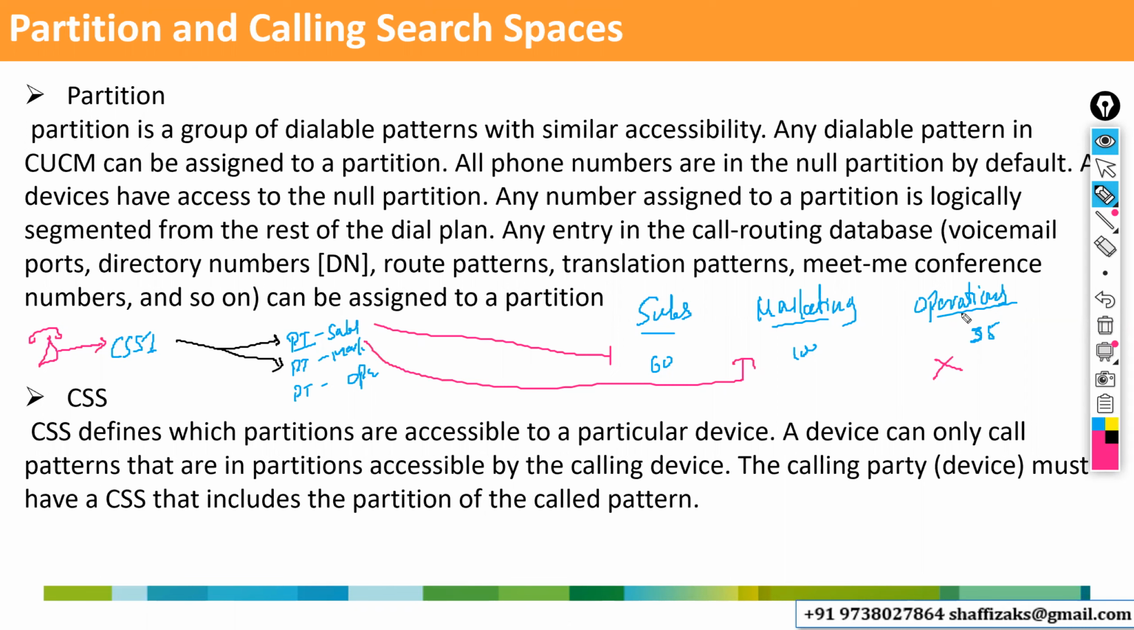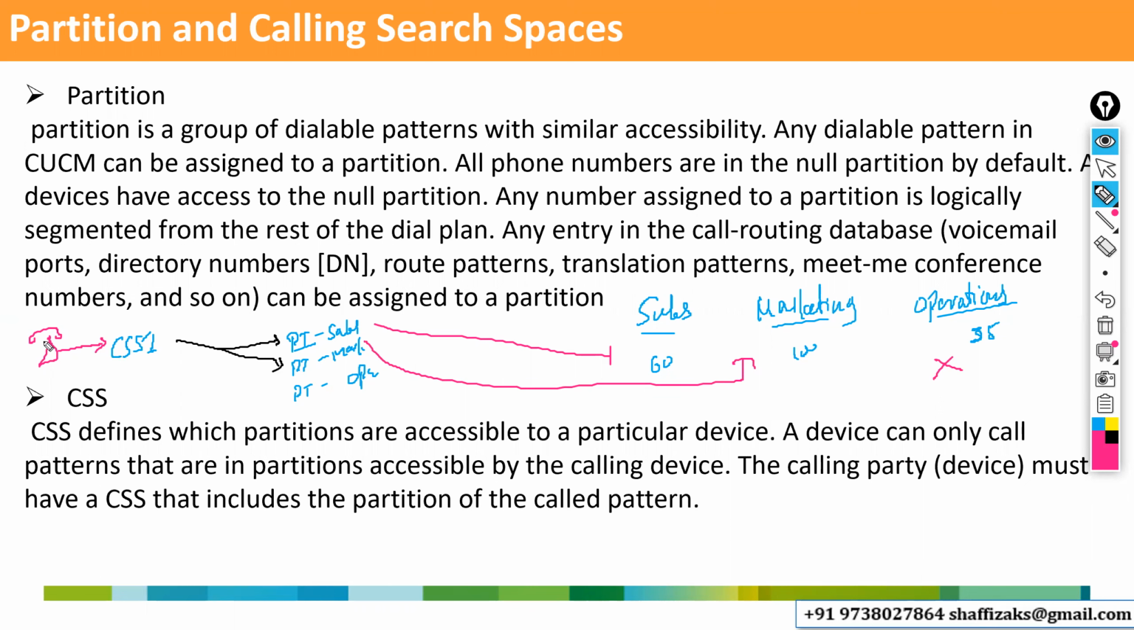Yes, you can make calls to Malaysia and Dubai. Still it's an international number, but Malaysia and Singapore you can dial, but US and UK you don't have. Everything can be defined by using the partition and CSS. This is how we create partition and CSS and apply them. This is how it works. Got it?